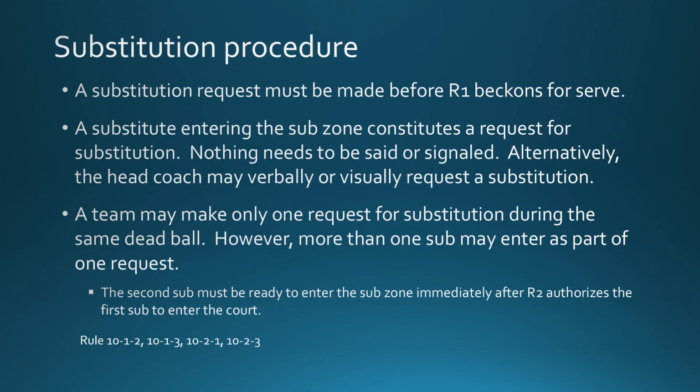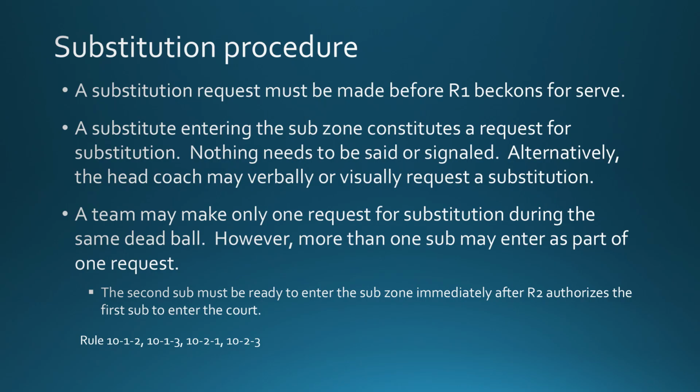A substitute entering the subzone, which is to say coming in front of the extension of the attack line, constitutes a request for substitution. The player doesn't need to say or signal anything. And that's how it usually happens. The player comes up off the bench in front of the attack line, up to the sideline, and R2 blows the whistle to recognize the request and administers the substitution.